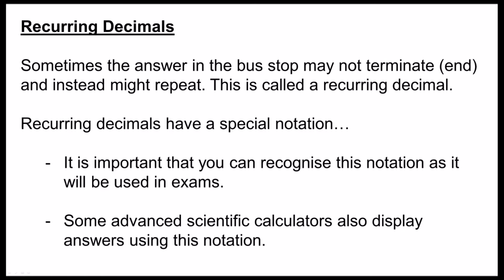Sometimes when you do this, the answer in the bus stop may not terminate or come to an end. Instead, the value might repeat over and over and over again. When it does this, it's called a recurring decimal. Recurring decimals have a special notation, and we're going to have a look at what this is now. It is really important that you can both recognise and write values using this notation, as it will be used in exams. Some more advanced scientific calculators also have the capability of displaying answers using this notation.